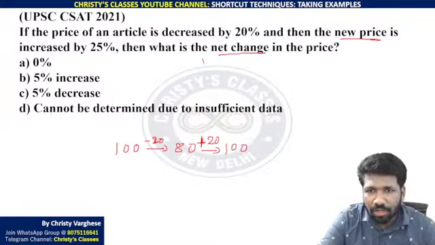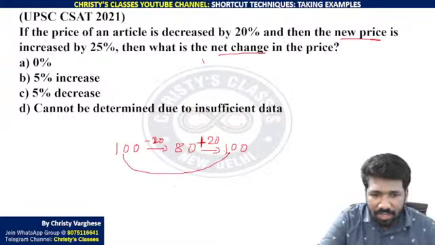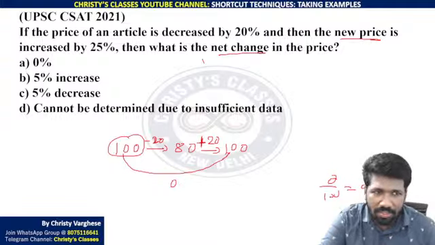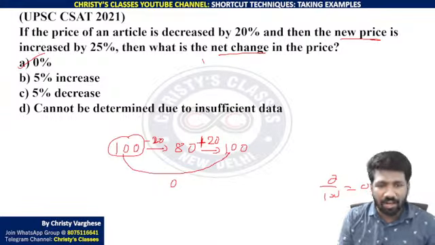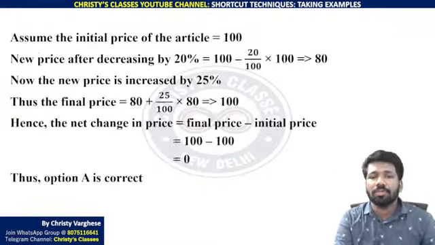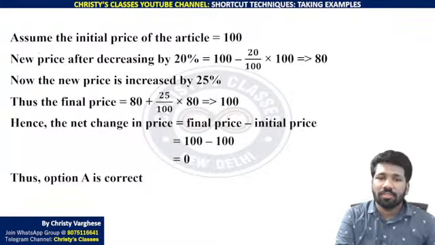Net change, total change in price. That is, 100 was the initial price. Final price is 100. Total change is 0 compared to 100. 0 out of 100 is 0%. Now, percentage is asked. Percentage is also 0, value is also 0 if 100 was the initial value, but percentage is asked, so whatever be the value, it will be 0% itself. So this is what I told.